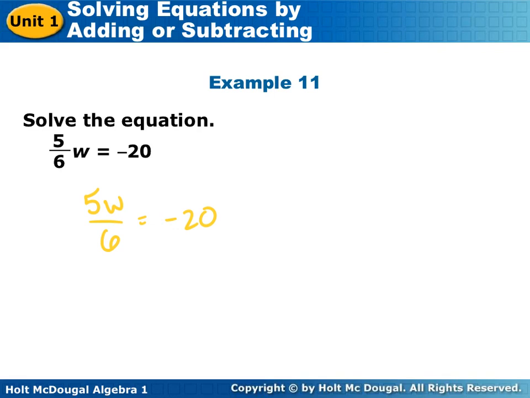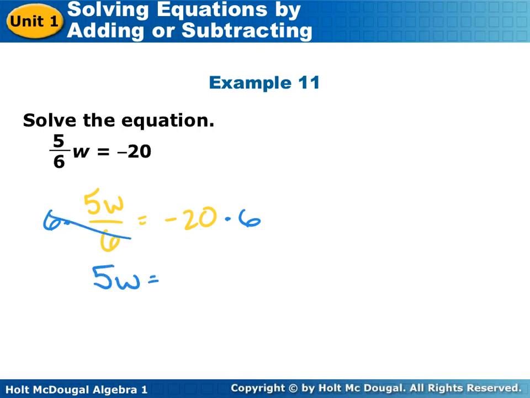So all I did was just take that and rewrite it so that the w's on top where it belongs. To me, that makes it a little bit easier because now I can look at, all right, well, how do I need to get rid of this? Well, the first thing I need to do is to get 5w by itself. Well, to do that, that means I have to undo dividing by 6, which means I need to multiply by 6.